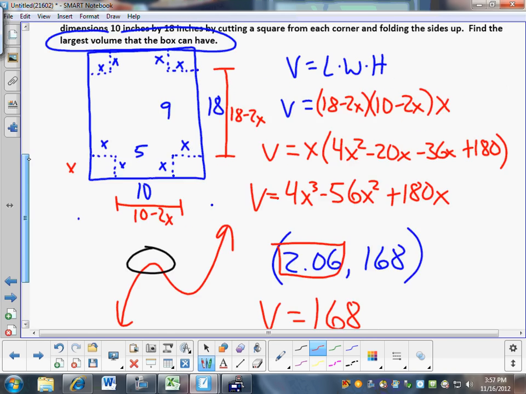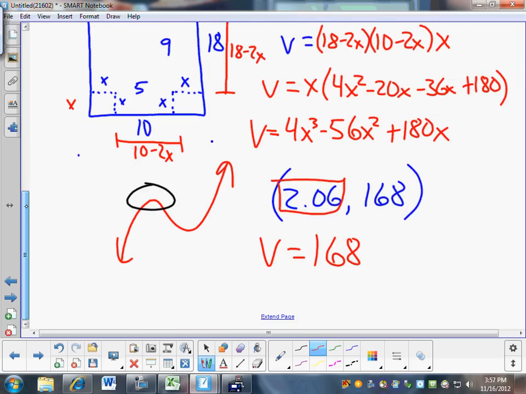And were we cutting out inches here? Yeah, inches. So volume is a cubic measurement, so inches cubed. There you go. There's an introduction to modeling problems with functions and solving them. So good luck. Hope you do well.